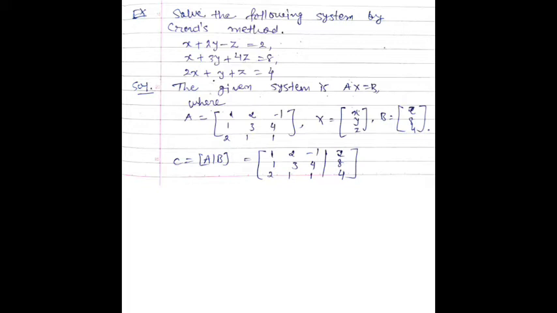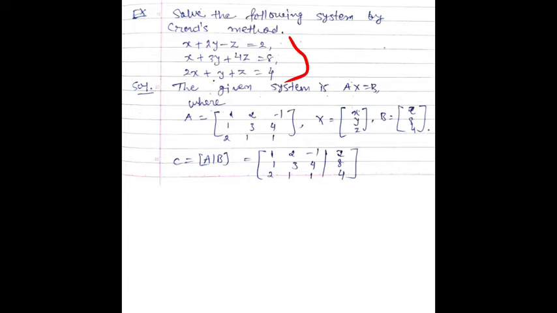This is an example of the Crout method. This system is solved by the Crout method. Here we have the first equation, x plus 2y minus z is equal to 2. The second equation is x plus 3y plus 4z is equal to 8. And the third equation is 2x plus y plus z is equal to 4.